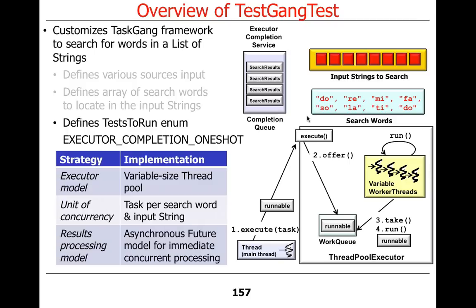And then the fourth model, which is really my favorite by far, is the Executor Completion one-shot solution. That uses a variable size thread pool, a cached thread pool. It decides to go completely off the deep end. So it makes both the input strings and the search words concurrent. So everything is running as a task. And wait till you see, it's really cool. And it uses asynchronous futures for immediate concurrent processing. And that uses the Executor Completion Service, which allows you to kick a bunch of things off and then wait for them to complete. And as soon as they're done, you get the results. So you don't have to do deferred processing.